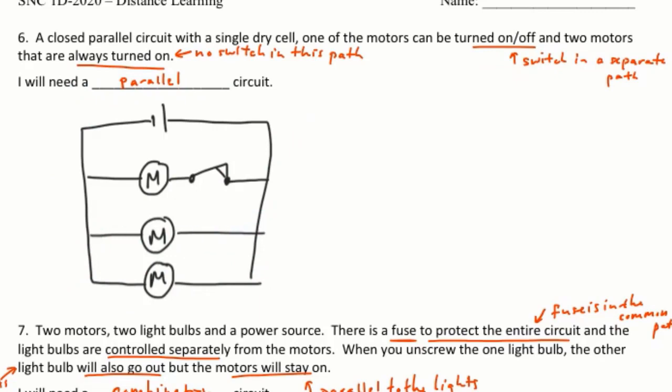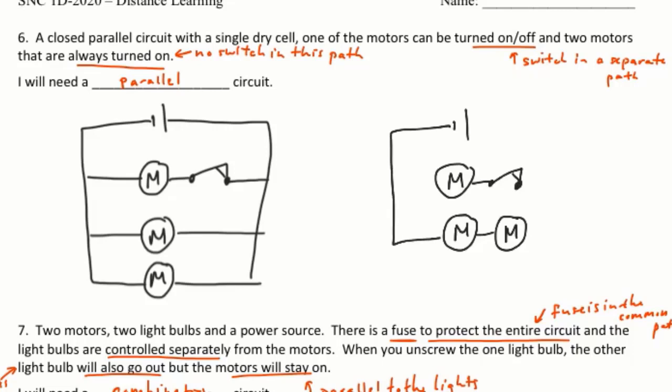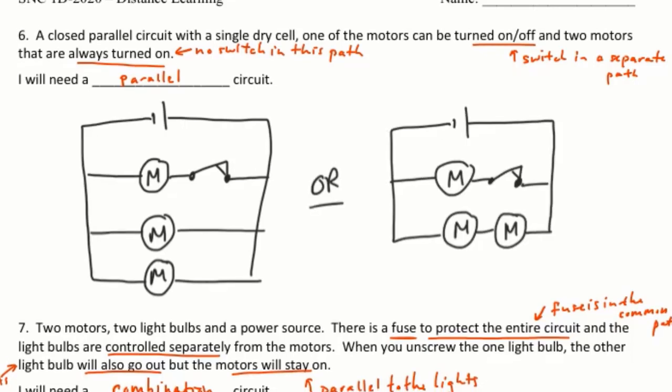And then the other way I can interpret it is I have my dry cell and I have my motor with its switch, and again make sure it's completed, but then perhaps these two motors are actually on the same branch, and both of these would get you correct answers because they aren't explicit about where those two motors are. So both of those are perfectly good answers for this particular question.